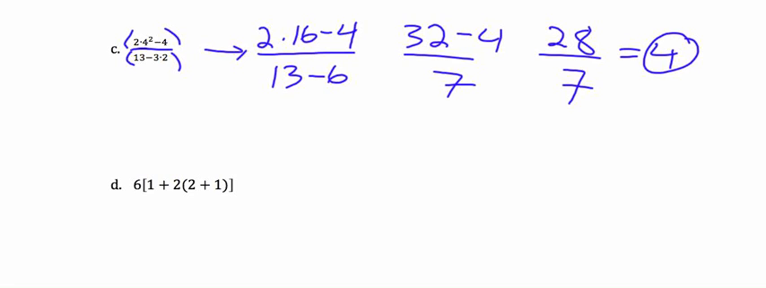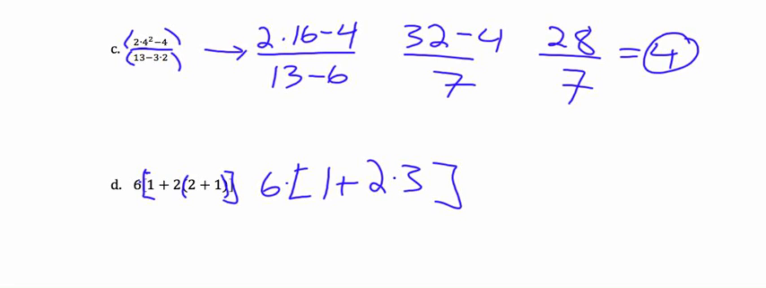D, when I have multiple symbols of inclusion like inside of each other, think about what that means. I need to take care of this entire thing before I do 6 times it. And within there, I have to do this first because that's a symbol of inclusion. So I'm going to do the 2 plus 1 first. So I have 6 times 1 plus 2 times 3. Once you've used a symbol of inclusion, like that 2 plus 1 was in parentheses, you don't need to rewrite the parentheses. That is unnecessary.